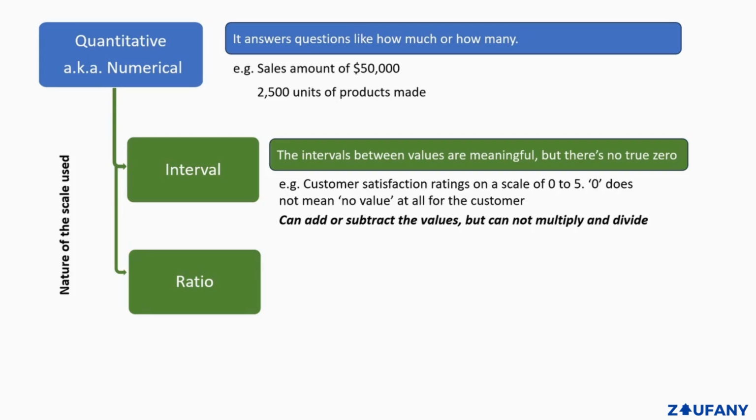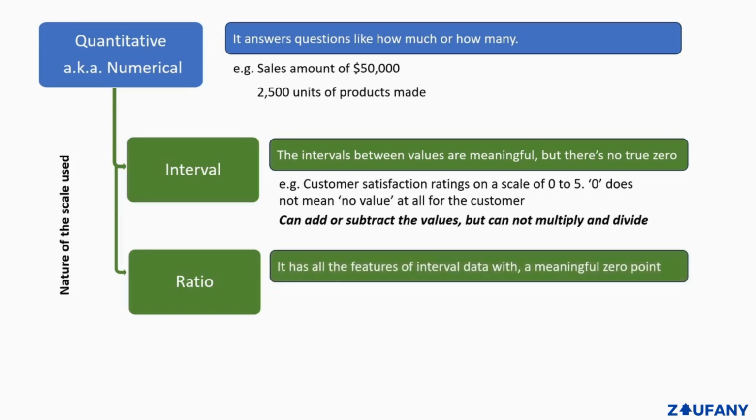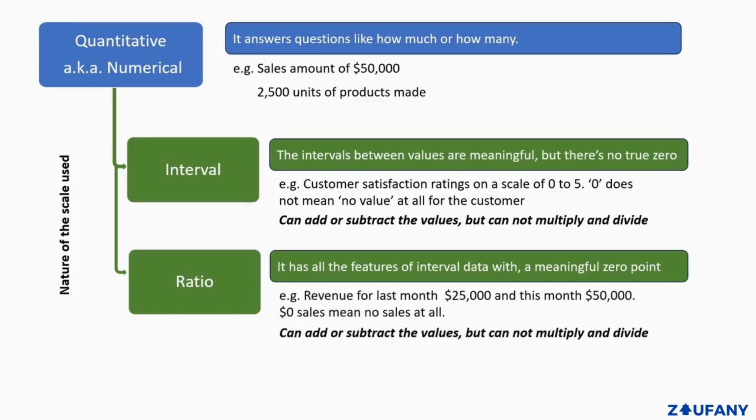Another example of interval data is temperature. A temperature of 0 degrees Celsius does not mean total absence of heat, as the temperature can fall below 0 degrees Celsius as well. Ratio data is the most informative type of quantitative data. It has all the features of interval data, but with a meaningful 0 point. This allows for multiplication and division as well.